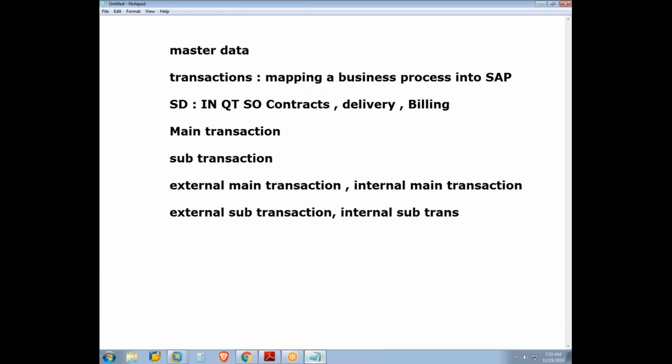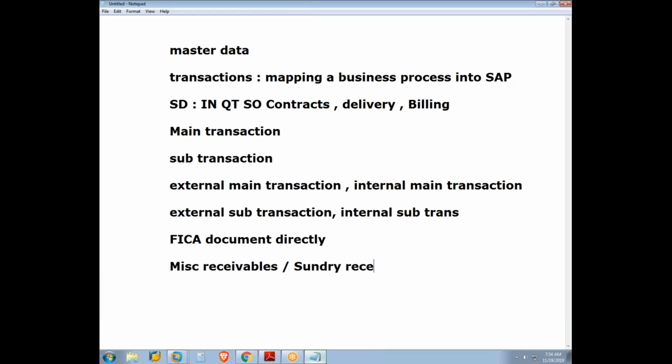Okay, now let me give you one simple example so that you can understand. Suppose, let us assume I am posting a FICA document directly. That means I'm not coming via any invoice process. Okay, there are so many processes where you post directly document in FICA. One is miscellaneous receivable. Okay, miscellaneous receivables or sundry receivables.